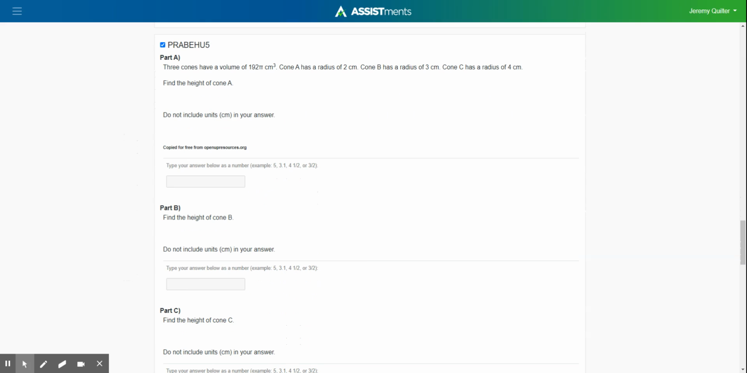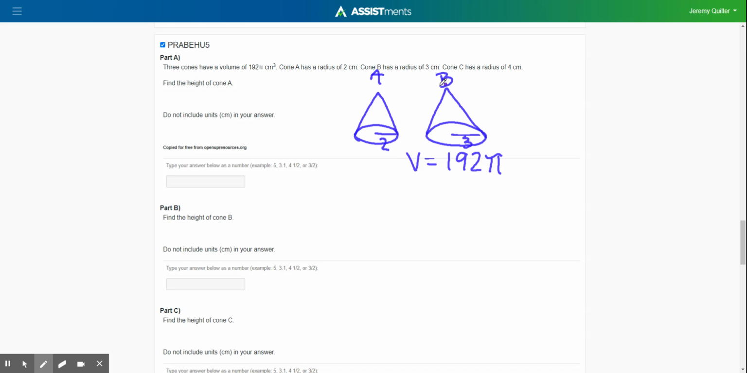This next part right here, you have 3 cones, each of which have a total volume of 192 times pi cubic centimeters. You have cone A that has a radius of 2, cone B that has a radius of 3, and cone C that has a radius of 4.